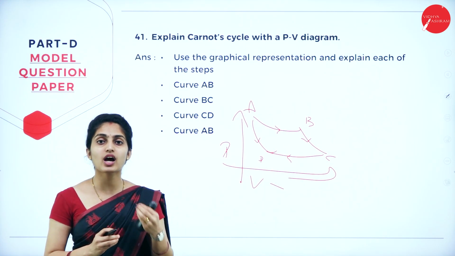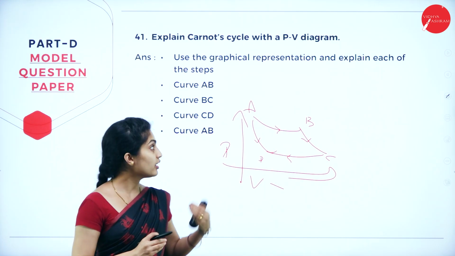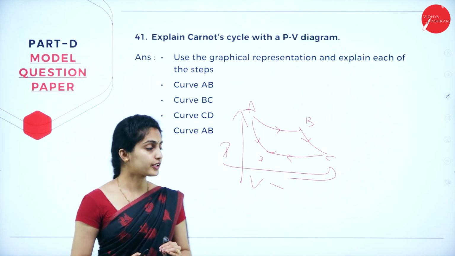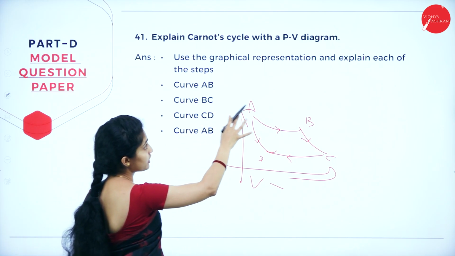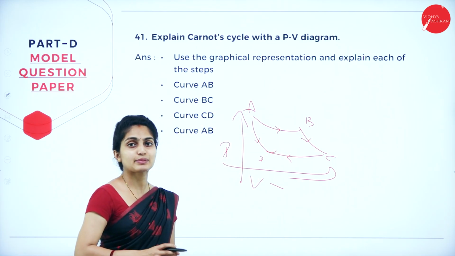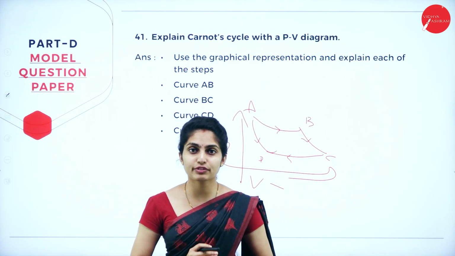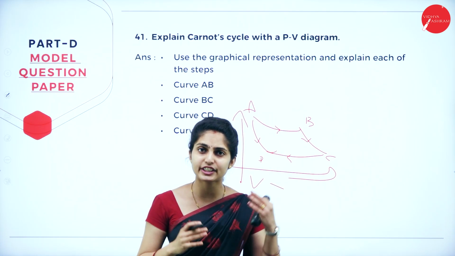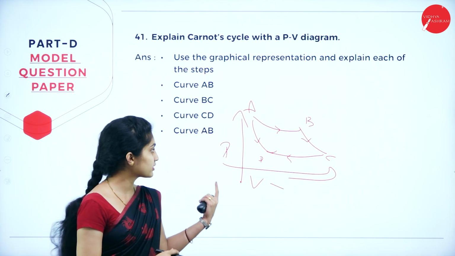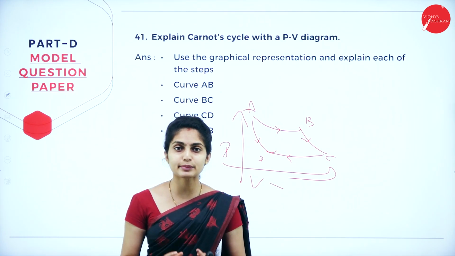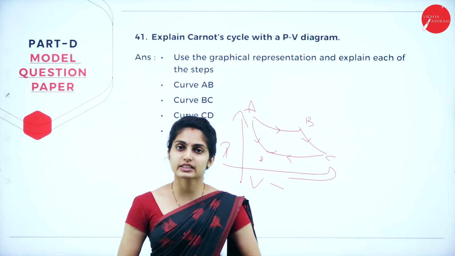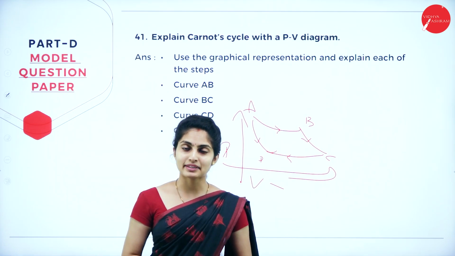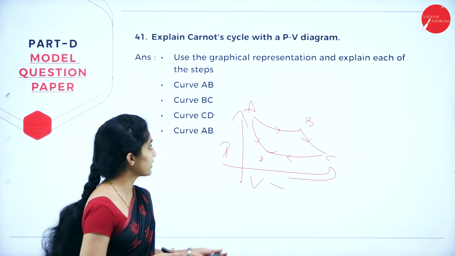How exactly the Carnot engine works and why we are getting such a graph. That's all that is enough for you to explain. So here use the graphical representation and explain each of the steps, that is curve AB, curve BC, curve CD and DA. Like this you will have to explain each of the curves in the Carnot cycle. Just explain how you get each curve, explain isothermal and adiabatic compressions, isothermal and adiabatic expansions.